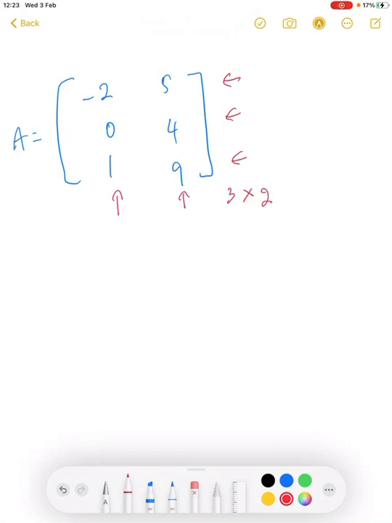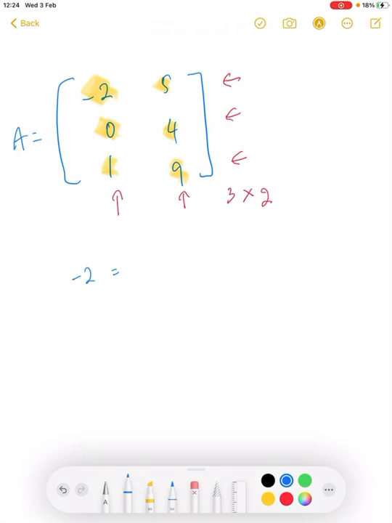Okay, and all the numbers inside the matrix, we call them elements. Okay, so the negative 2 is an element of matrix A, the capital A. We usually denote a matrix by using a capital letter. So negative 2 is an element in matrix A.